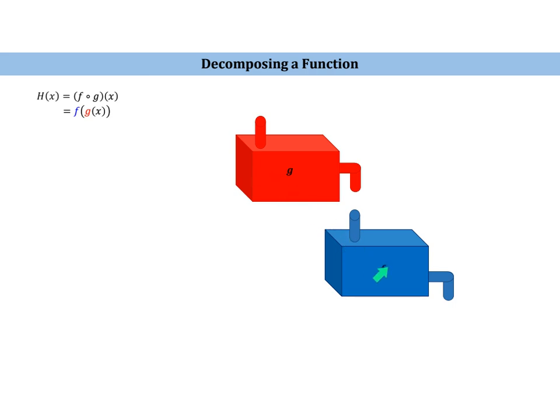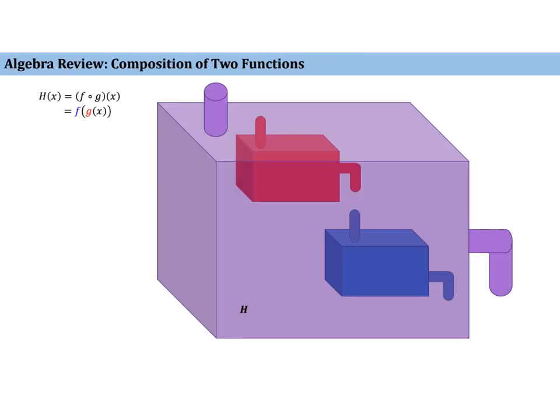So if we look at this picture, our input would come into g, then be outputted, and then that output would go into f, and then we would have a two-stage process happening to our input. g happens first, then f. h is simply the big process seen as just one function.